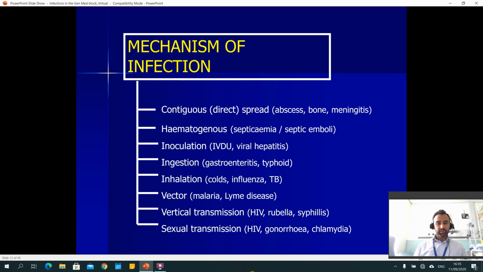And finally, sexual transmission. So this is something we should always consider, whether it's to do with acute HIV or chronic, but also things like pelvic inflammatory disease.